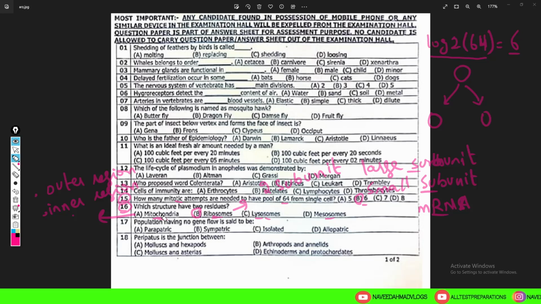And we couldn't say that mitochondria contain two residues. So the most correct option in this question is option B, ribosomes.